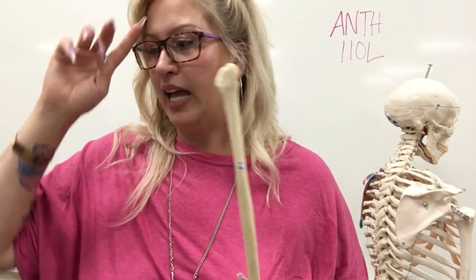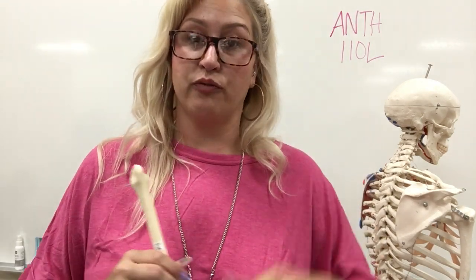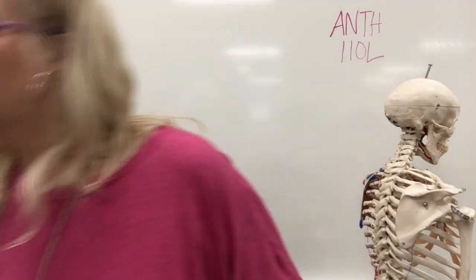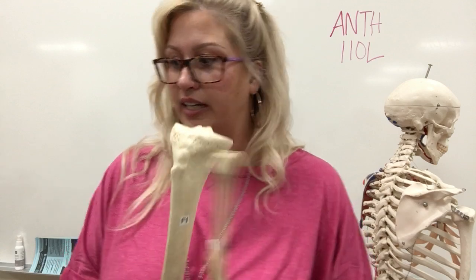This bone, as you can see on the image, is always lateral in the leg to the tibia. Fibula is lateral. So fibula is on the outside of the leg. The tibia is on the medial part, or the inside of the leg.